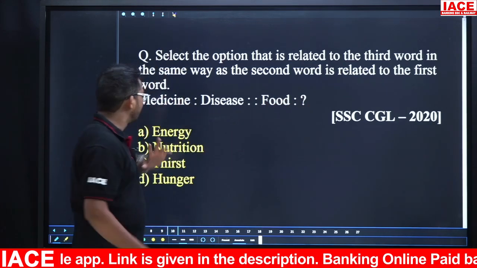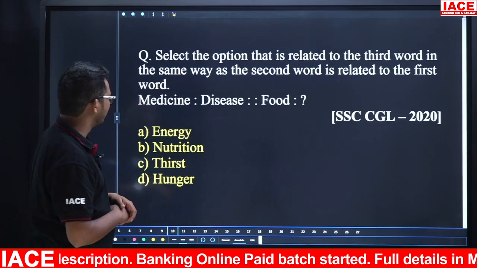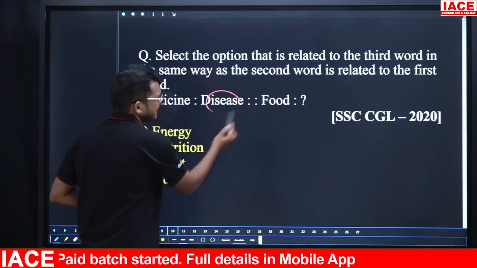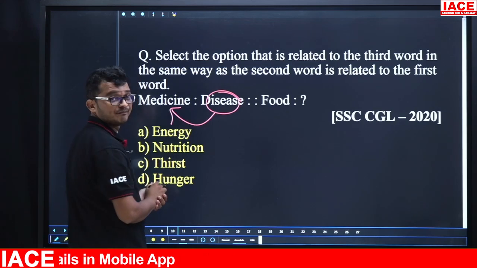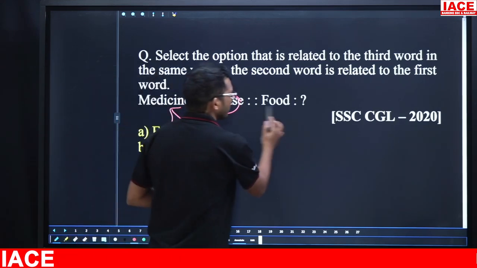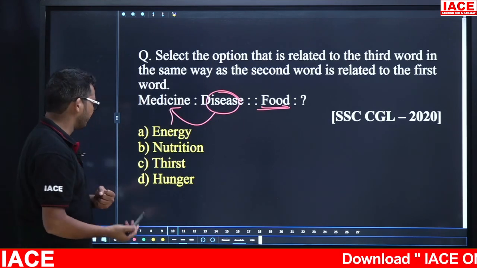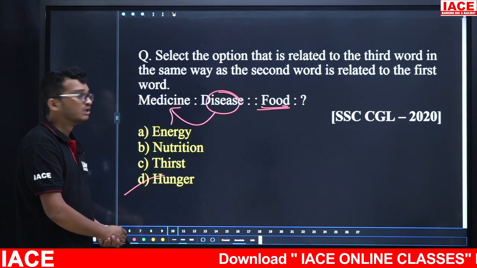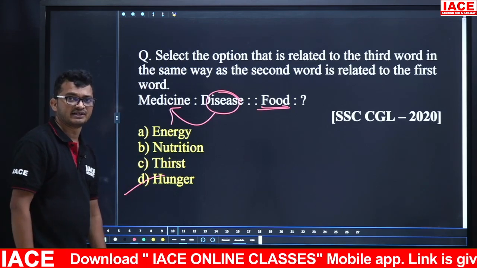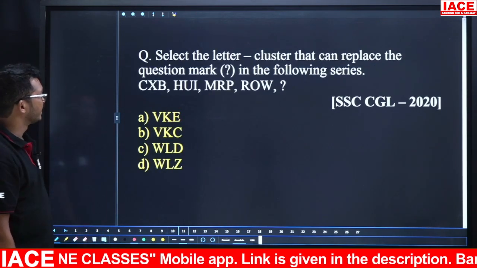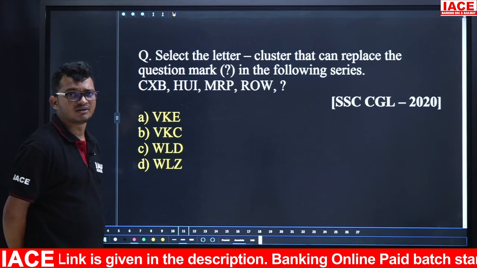Friends, observe here: medicine is related to disease. If you get any disease, then we use medicine. At the same time, when we eat food, it is because we have hunger. So the answer is option D. For this question, the answer is option D. Next, take the next question. Your time starts now.